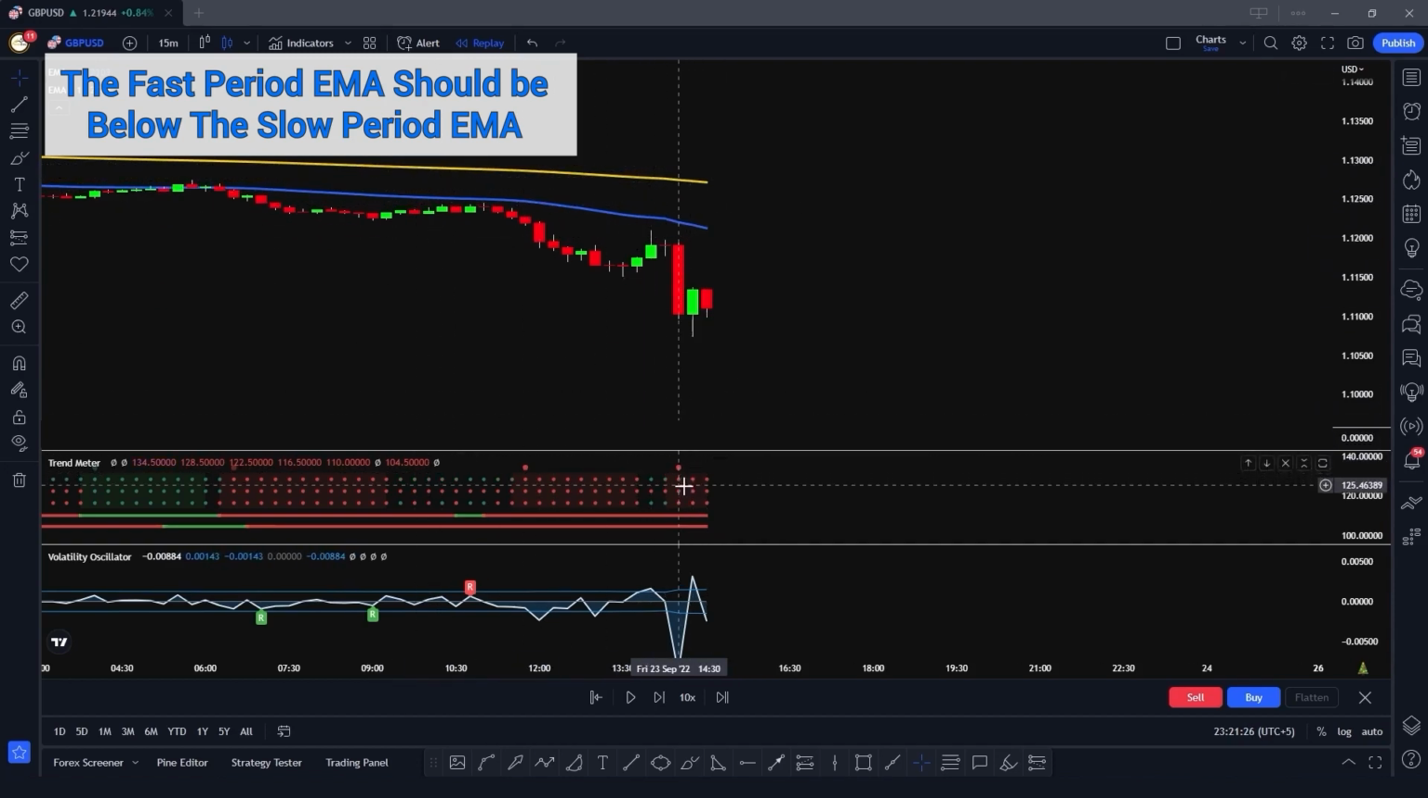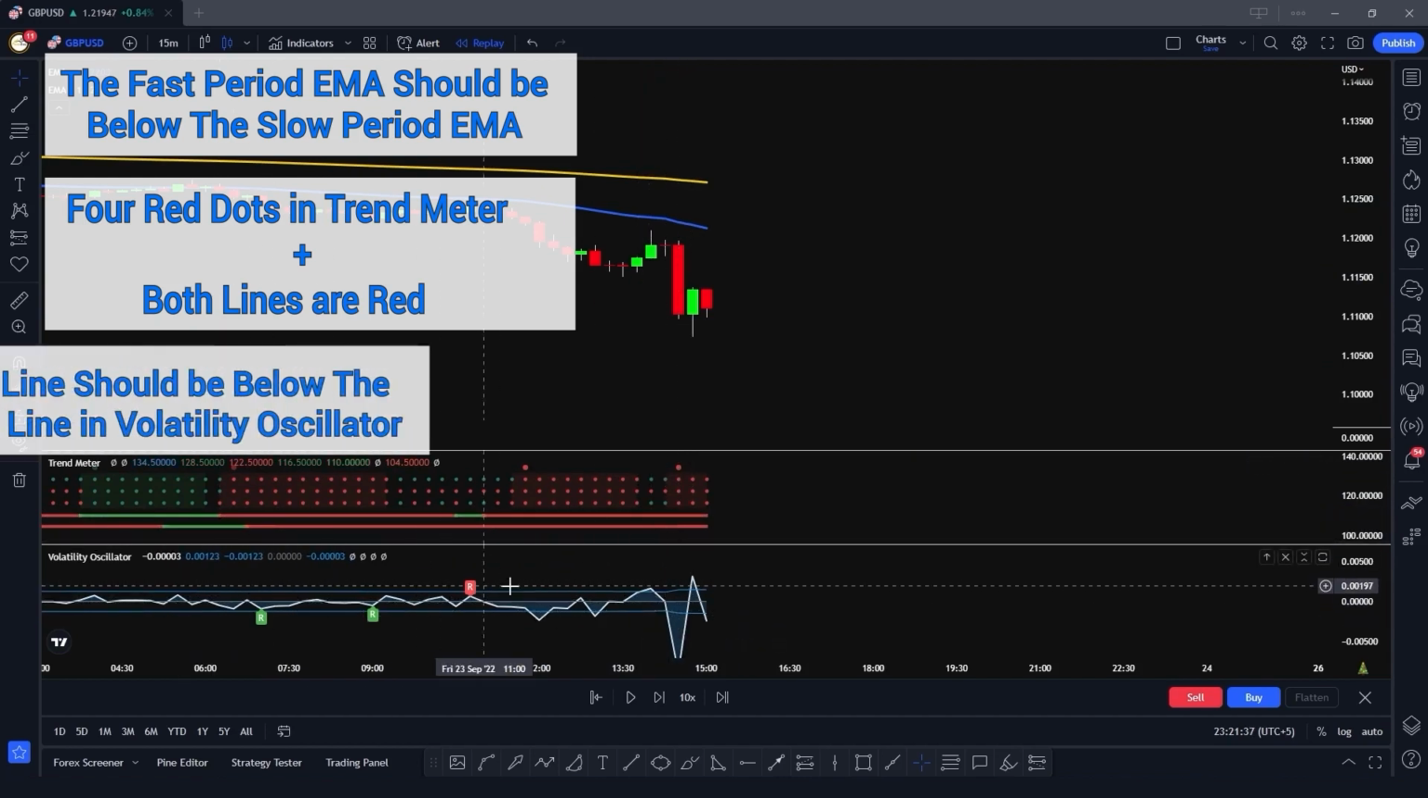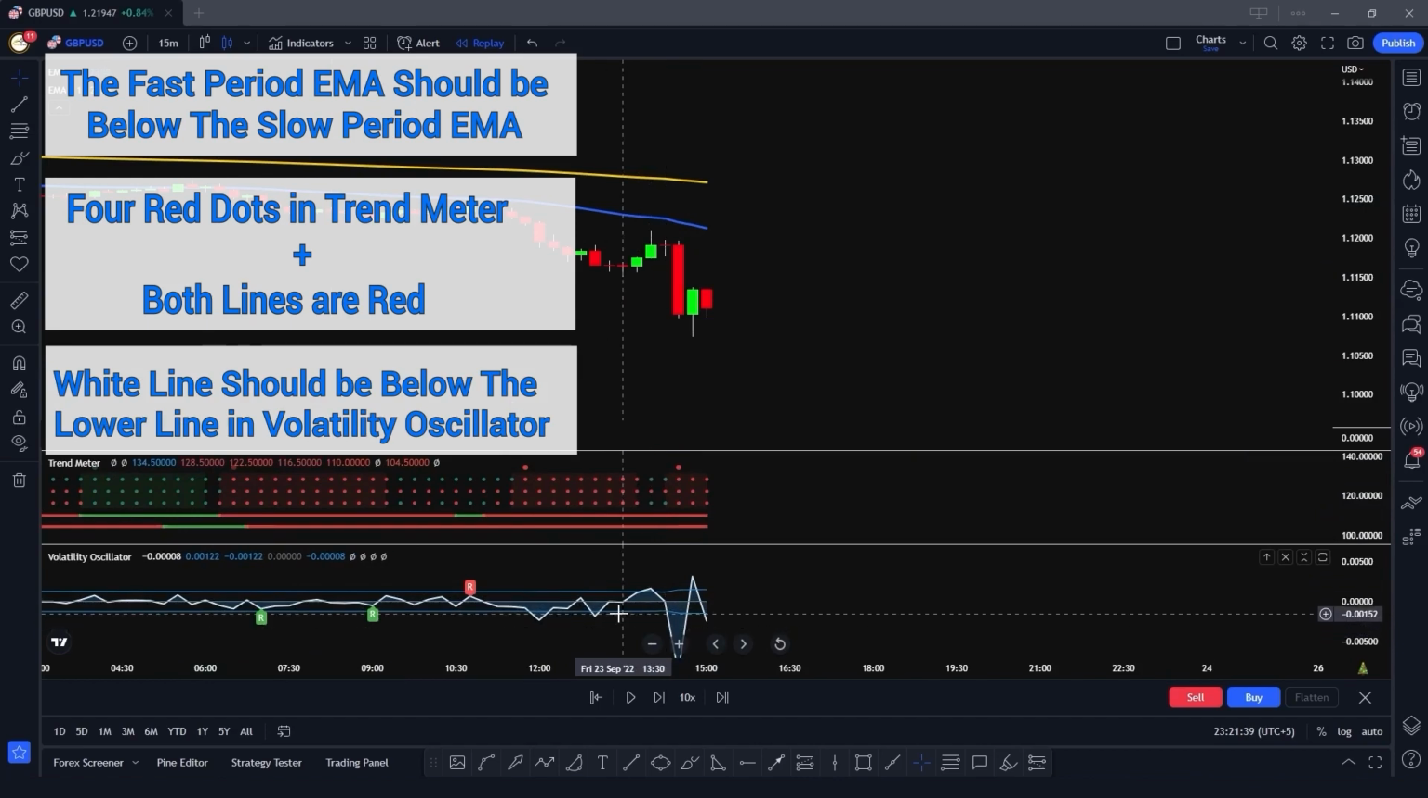Now the second rule is that this trend meter indicator should have 4 red dots consecutively, and there should be the formation of these red lines. And the final and third rule that you need to pay attention to is within this volatility oscillator, this white line should be below this lower line.